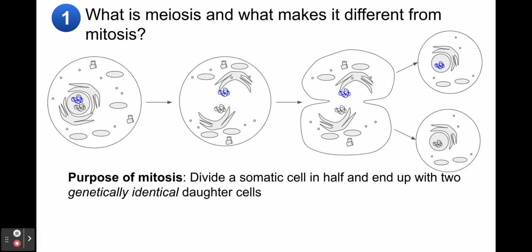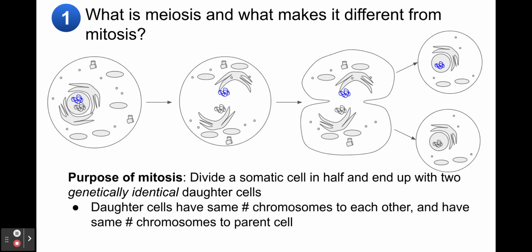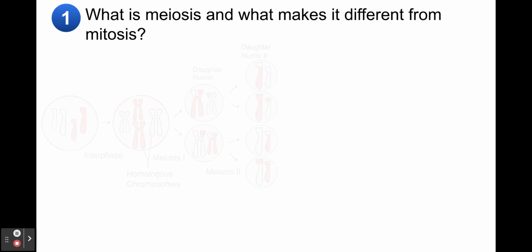Purpose of mitosis is to divide a somatic cell, that's a body cell, in half and end up with 2 genetically identical daughter cells. Key thing about mitosis, daughter cells have the same number of chromosomes as each other and have the same number of chromosomes as the parent cell. So daughter cells have the same amount of DNA as compared to their parent cell. Let's contrast that with meiosis.